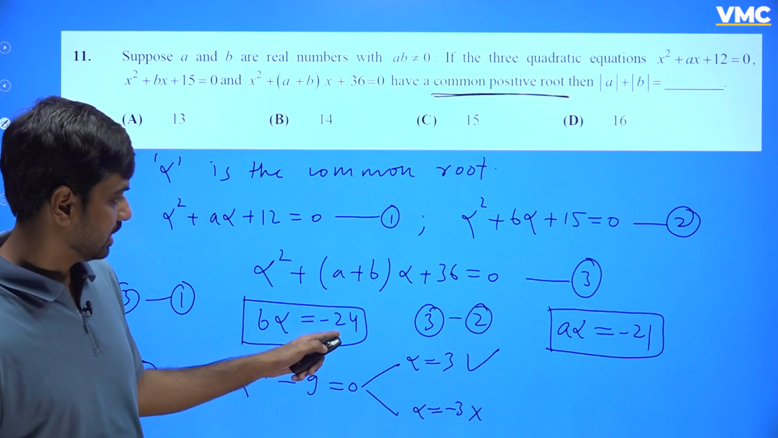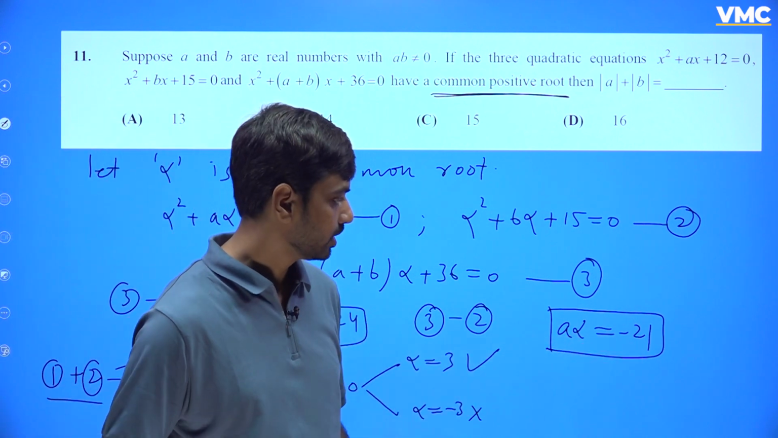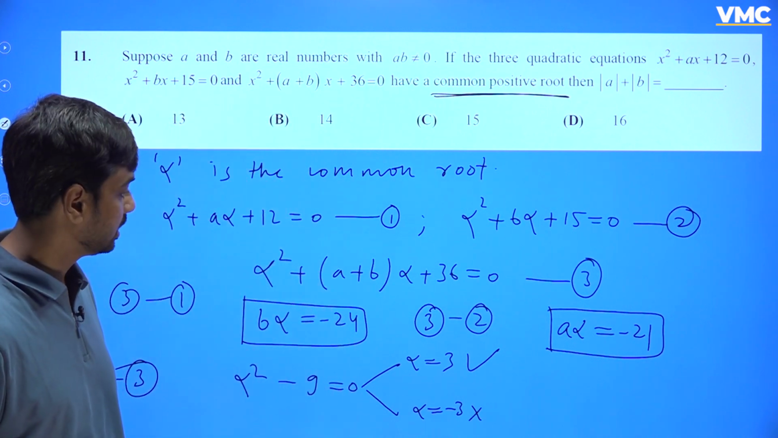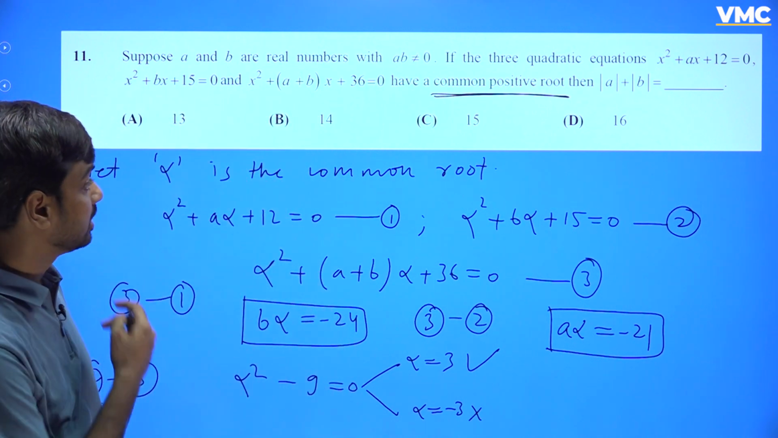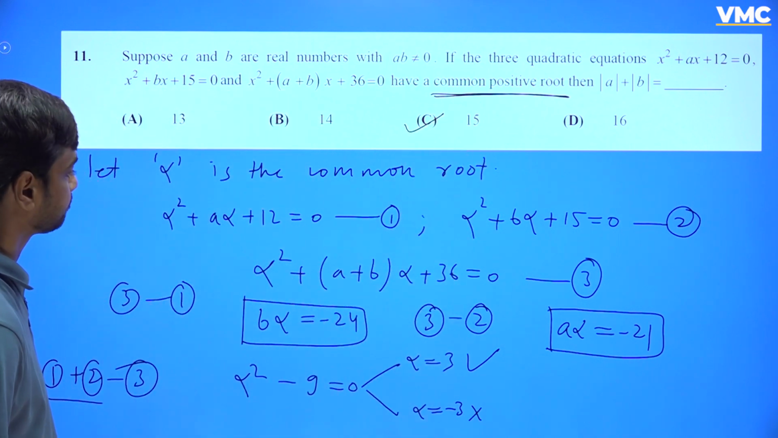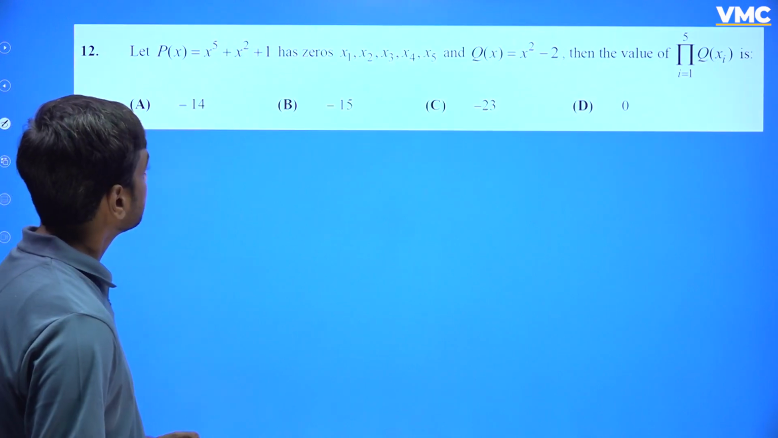So B is -8, and when you put 3 here, we are getting A as -7. So when you take the mod of A and B, you are getting 8 plus 7, that is 15. So the answer for question number 11 is 15, option C. Now we have the next question.